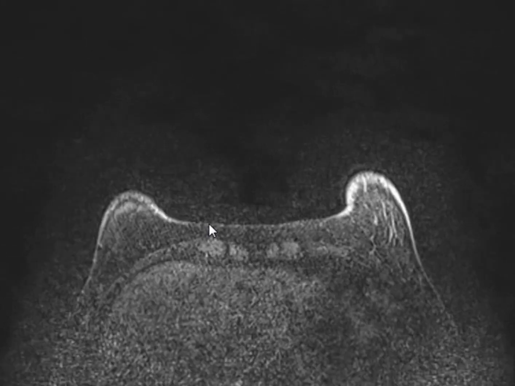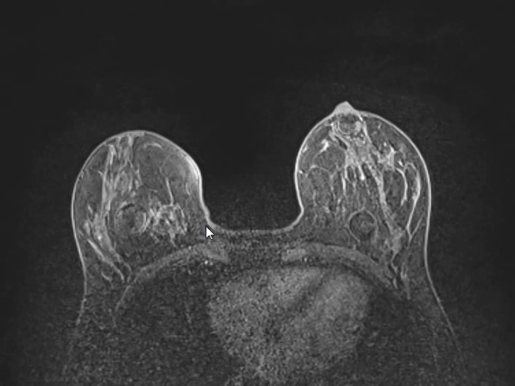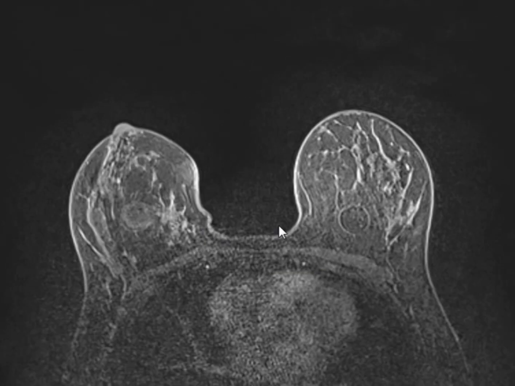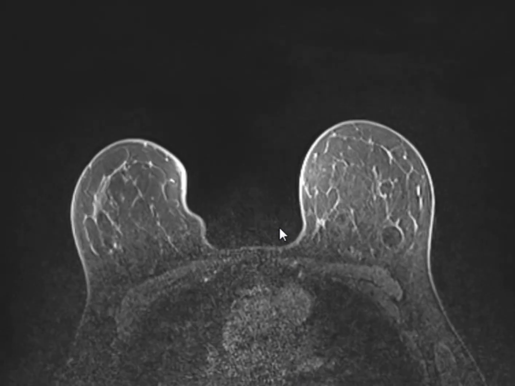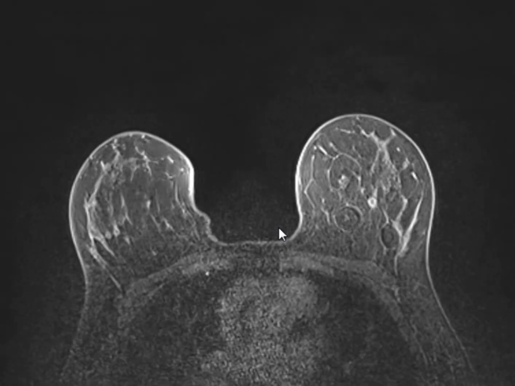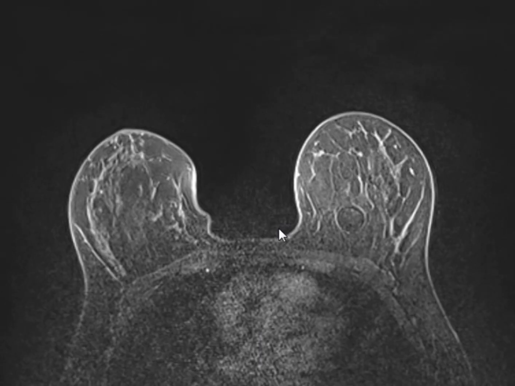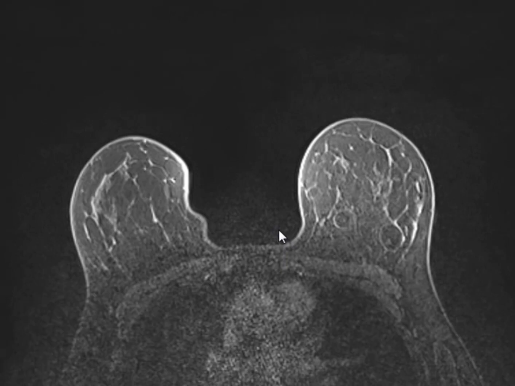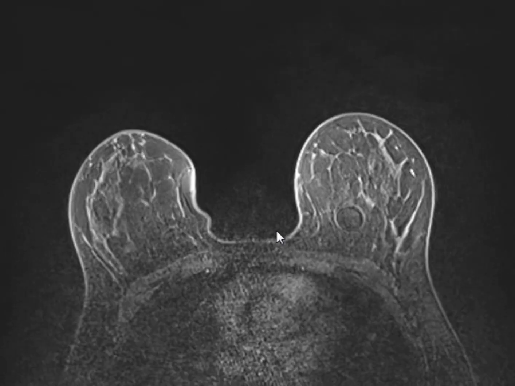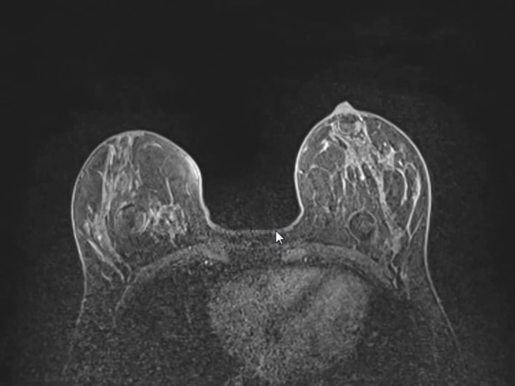What's this sequence? This is T1, fat saturated, axial. The first sequence of dynamic post-contrast images. When we do dynamic post-contrast images, first we take a sequence without contrast, then we give contrast, and we do other sequences, all of them with contrast, to see the enhancement, so we can see the curve of the post-contrast enhancement. There is a malignant pattern, and there is a benign pattern, and there is an intermediate pattern.